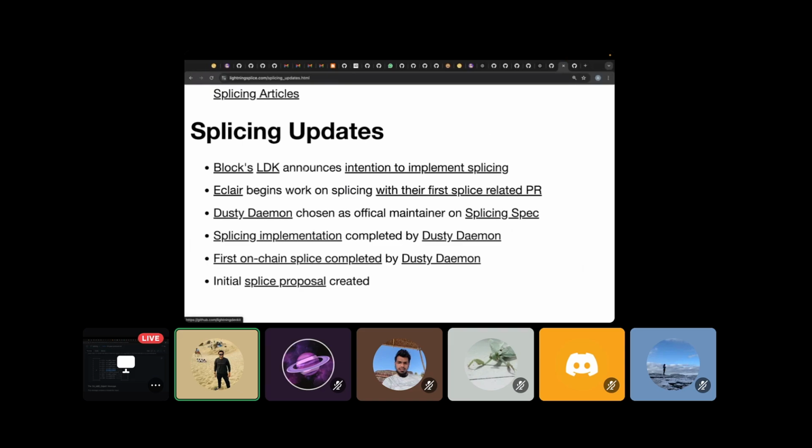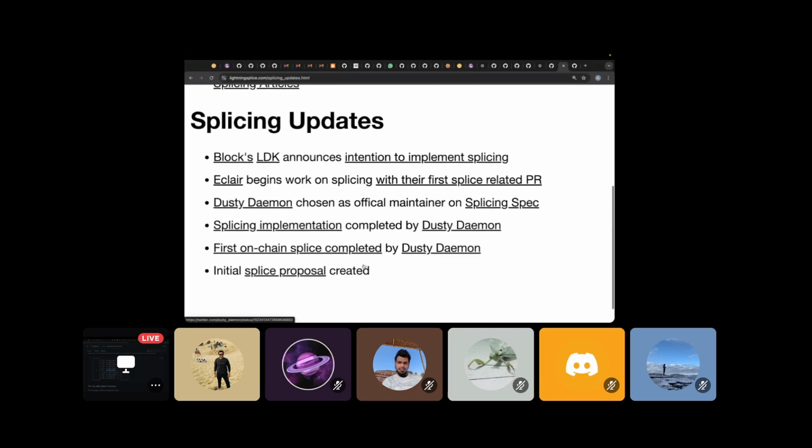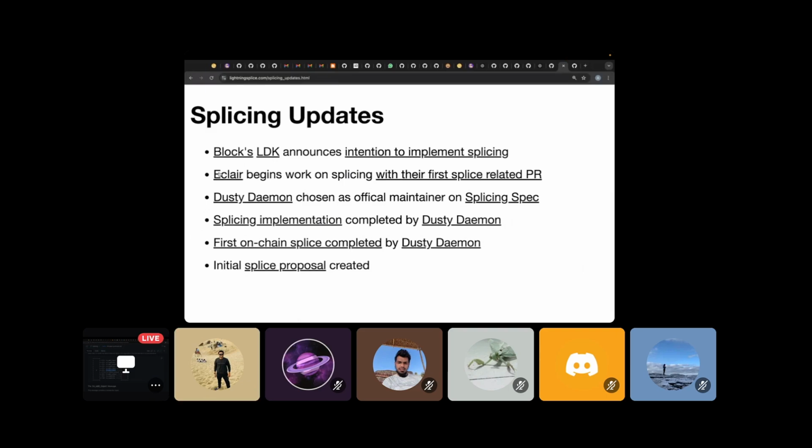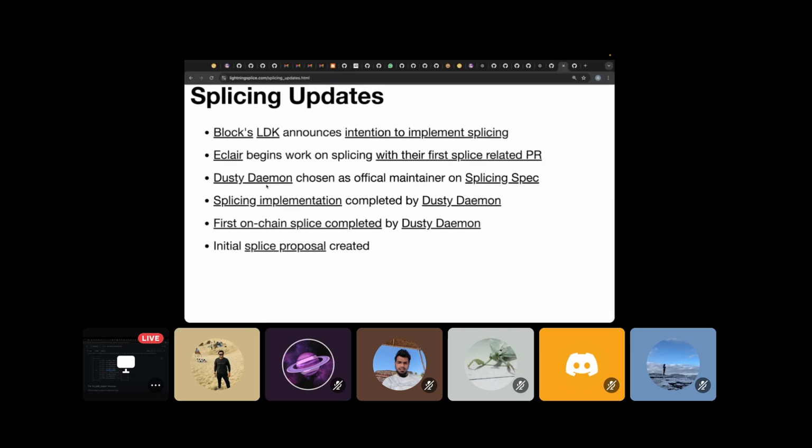Currently it says LDK announces intention to implement splicing. So LDK has made a tweet to include splicing in, I guess, Q3 or Q4 next year. I'm not sure. Eclair begins to work on splicing with their first splice related PR. Dusty is the official maintainer of the splicing spec. Splicing implementation is completed as an experimentation in Core Lightning. First on-chain splice completed by Dusty Damon.